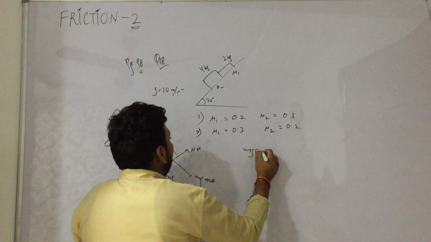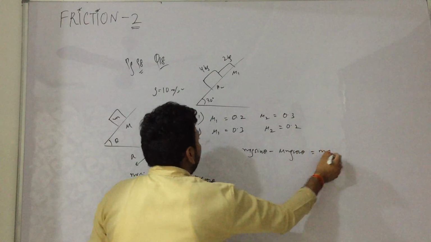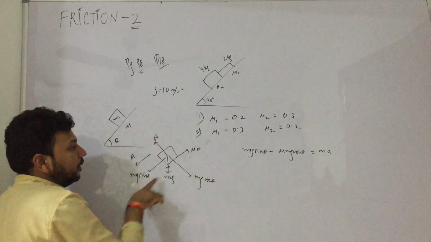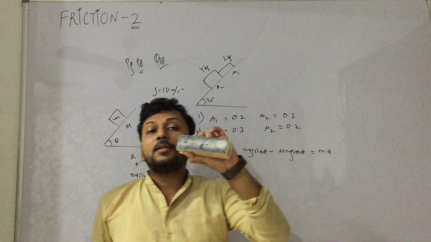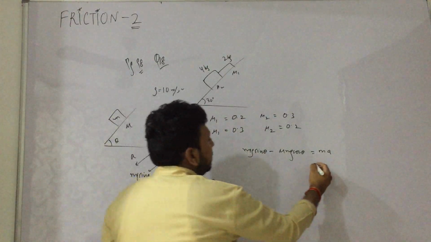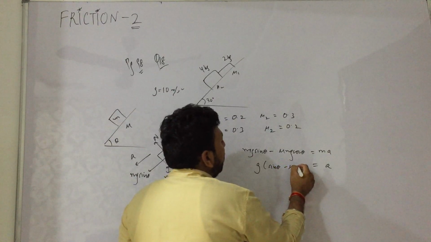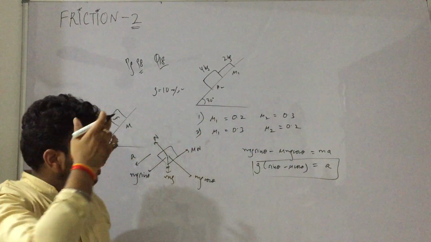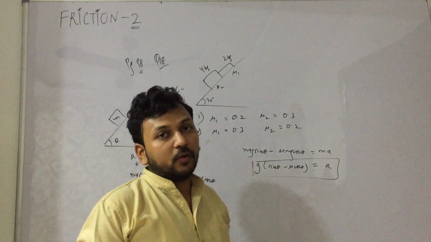Mg sin theta minus mu mg cos theta is equal to ma. If you have any problem in this equation, please study the Newton laws of previous classes. Okay, you just see the lecture. So acceleration comes out to be g sin theta minus mu cos theta. This is the acceleration. Okay, the mass is not there. So this is one formula that you have to remember first of all.